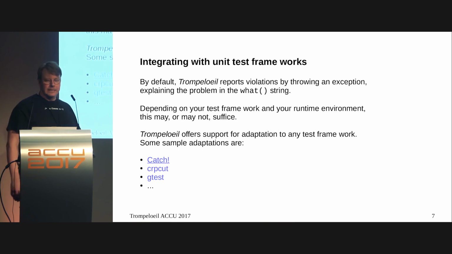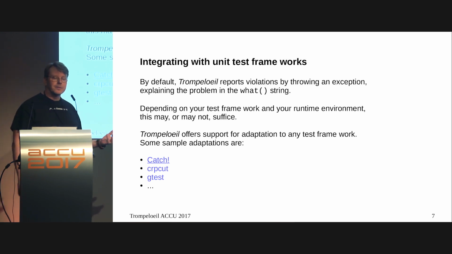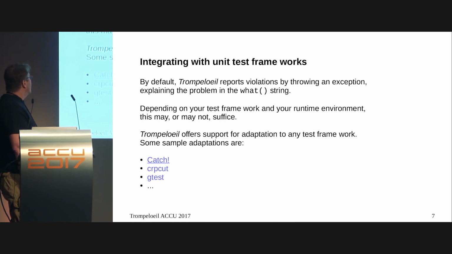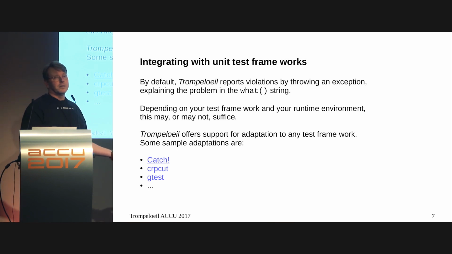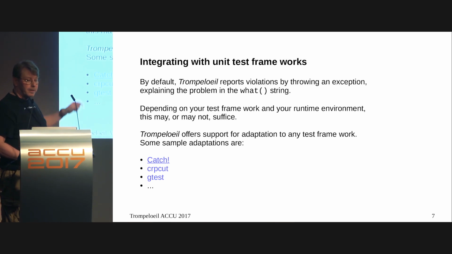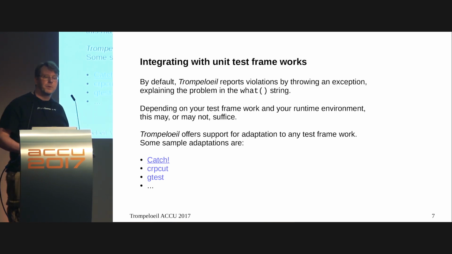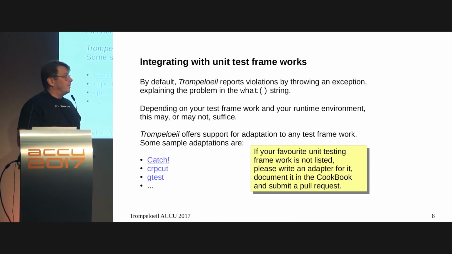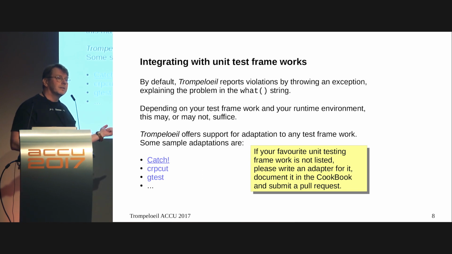And there are also scary situations when Trompeloeil needs to report errors in a destructor, and throwing from a destructor is not always a very good idea. Below here is a list of unit test frameworks that there are documented adapters for. So you just click on the one you like, and you will see a code snippet of 10, 15 lines. You just copy-paste it into your test program, and you're done. And if your favorite unit testing framework isn't listed, it's not difficult to write an adapter.